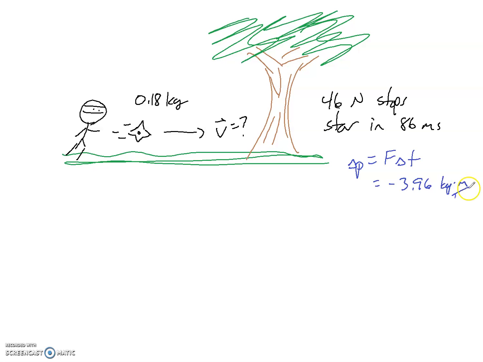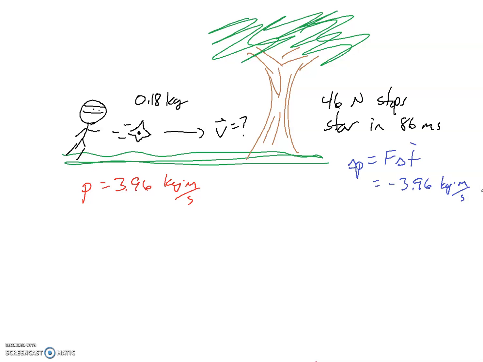And I'm saying it's negative because the star was stopped when it hit the tree. Well, if that's how much impulse there was, if that's how much momentum was taken away from the star, that must be how much momentum it had when it was flying towards the tree. So it must have had a momentum equal to 3.96 kilogram meters per second. So when it hit the tree, it could be taken away when the star was stopped.